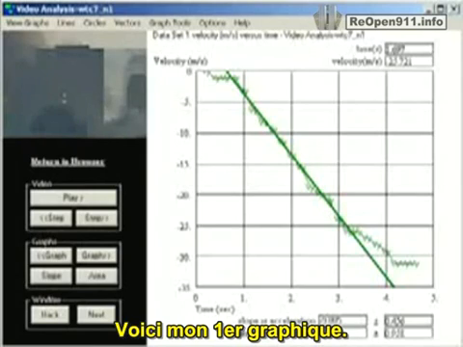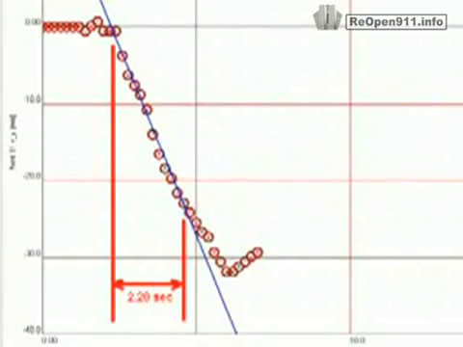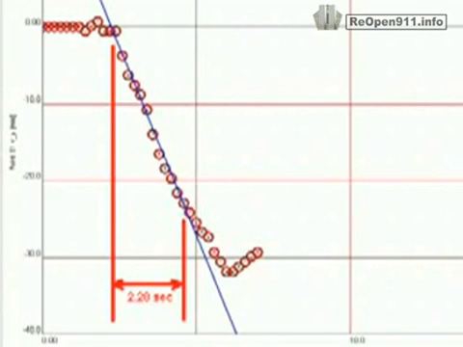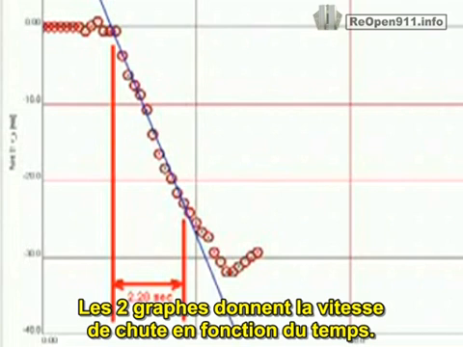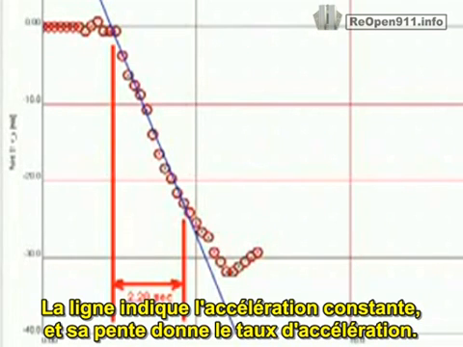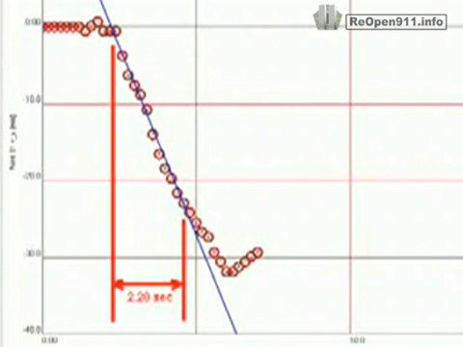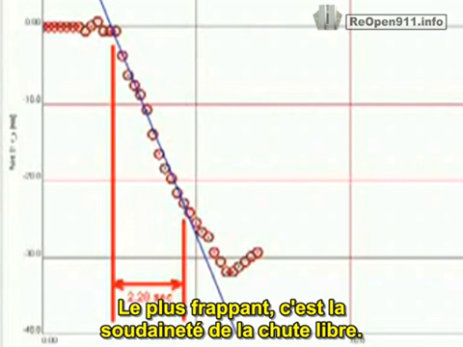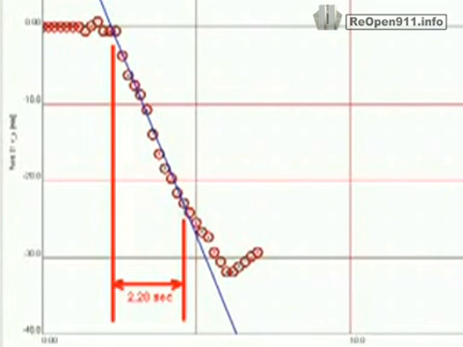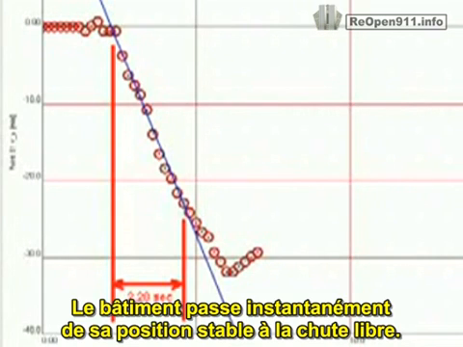The fact of free fall by itself is strong evidence of explosive demolition, but the evidence is even stronger than that. My original analysis looks like this. I have since confirmed my measurement using a different software package. Both of these graphs plot velocity versus time. A straight line indicates constant acceleration, and the slope of the line indicates the rate of acceleration. What is particularly striking is the suddenness of onset of freefall. The acceleration doesn't build up gradually. The graph simply turns a corner. The building went from full support to zero support instantly.